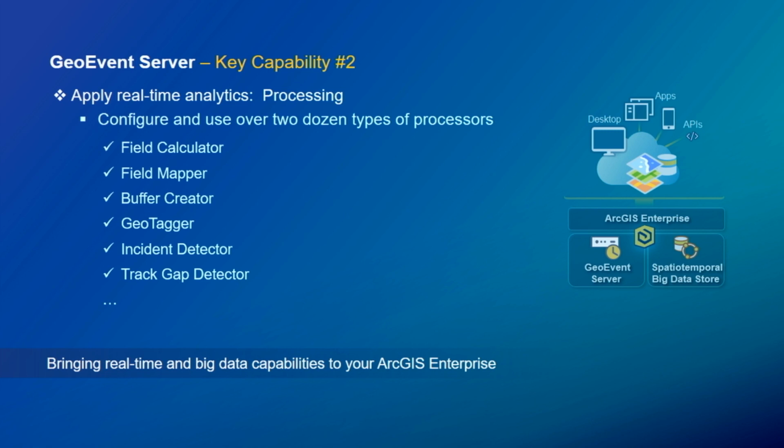In addition to filters, and we're still talking about key capability number 2 for analytics here, processors allow data to be manipulated, enhanced, and transformed in order to discover patterns, relationships, and conditions within the data. We have a couple dozen processors that provide key analytical capabilities out of the box.